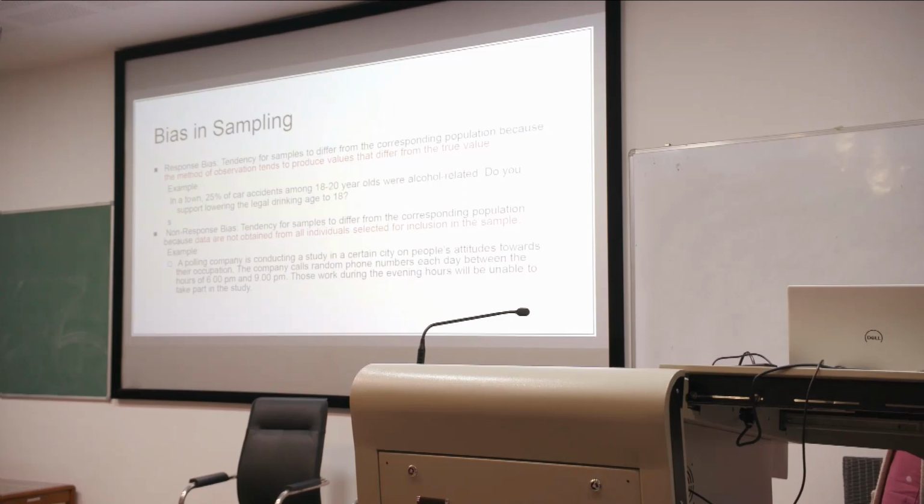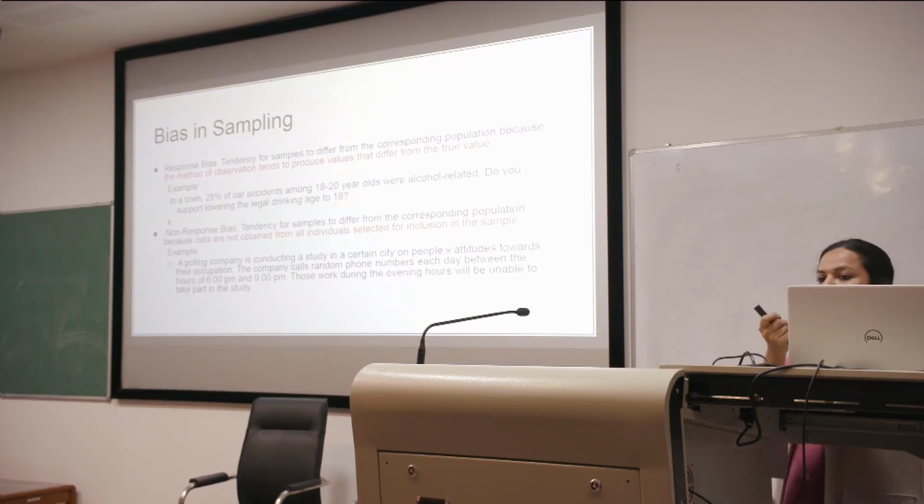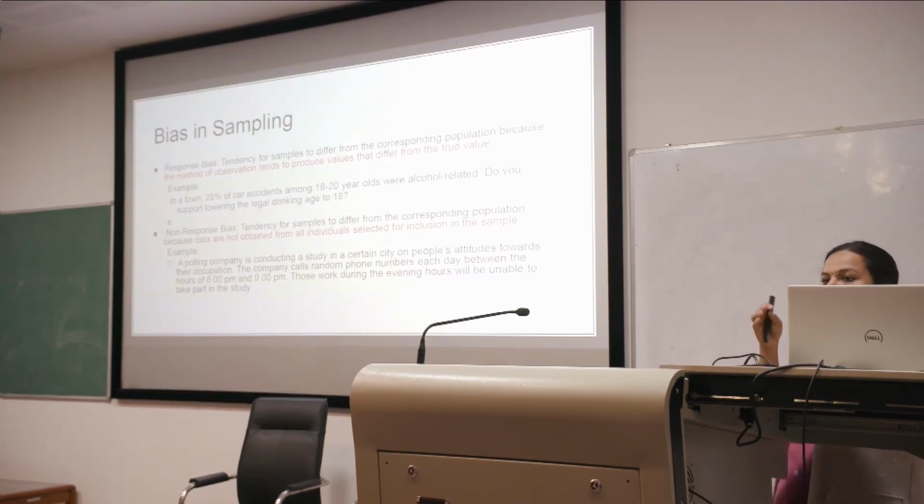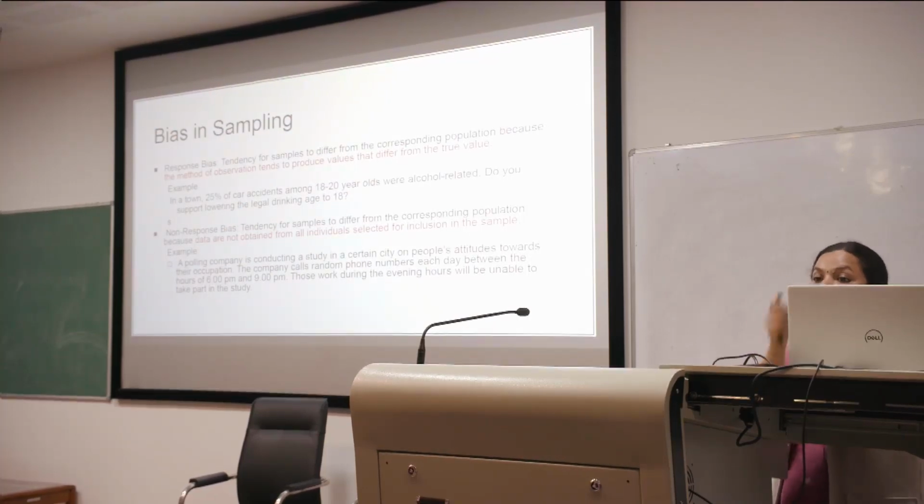Then there is response bias and non-response bias. Response bias is when, in the method of observation or the questions you ask, you produce values that differ from the true value, because you are going to the field and collecting responses from the farmers. The bias is within the response, okay. Non-response bias is based on the inclusion of samples that are not obtained from all the individuals selected for inclusion in the sample. It's not based on the response. Non-response is based on the sample you are preparing, but response is based on the information you are getting from the selected samples.